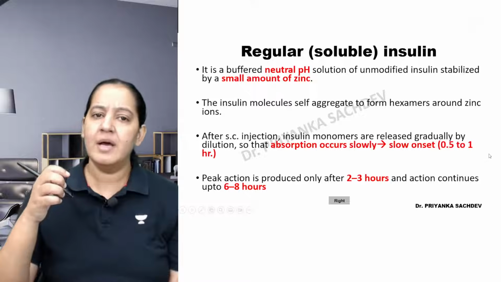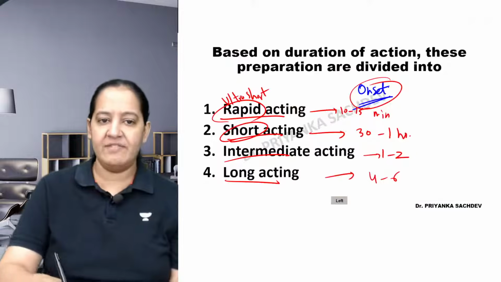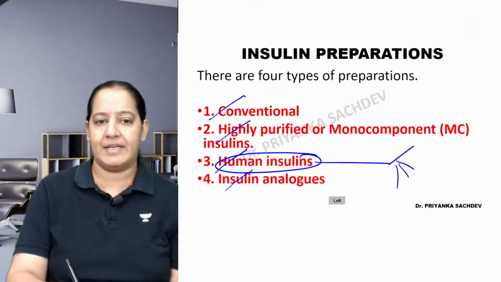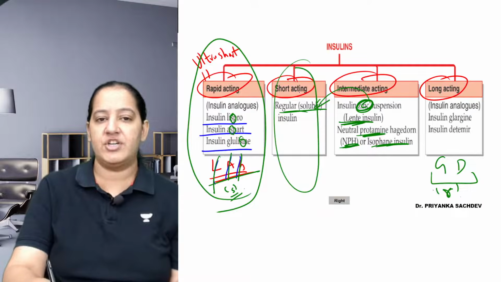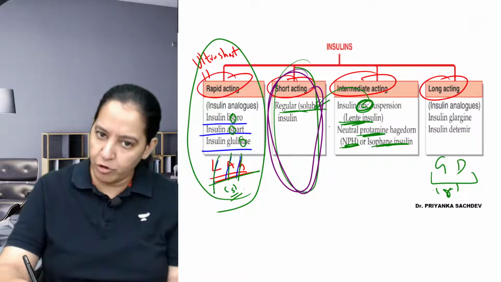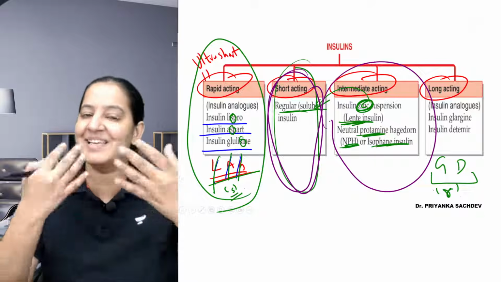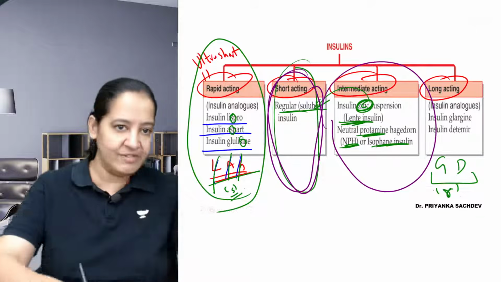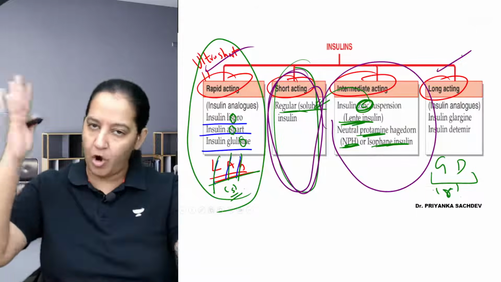After the classification, let me start with the regular one. First, I will teach you the short acting, that is the regular one. Where did the classification go? Yeah, this one. And then I will tell you how short is converted to intermediate by adding zinc and protamine to it. In the end, we will see rapid and long.